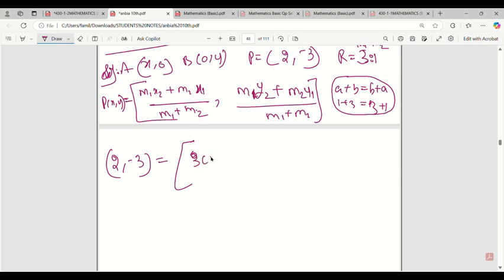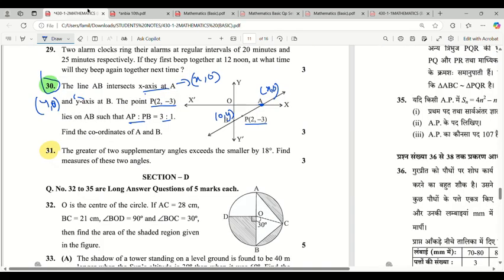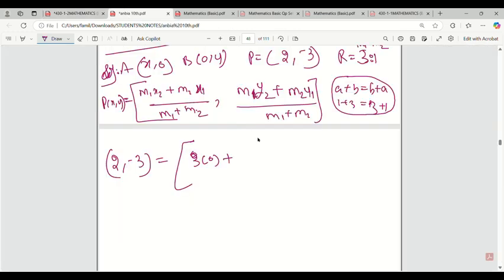So x2 is equal to 0, so 3 into 0 plus... You're following correctly, right? Yes, B is on the y-axis, A is on the x-axis here.